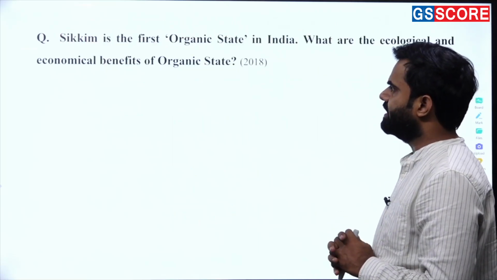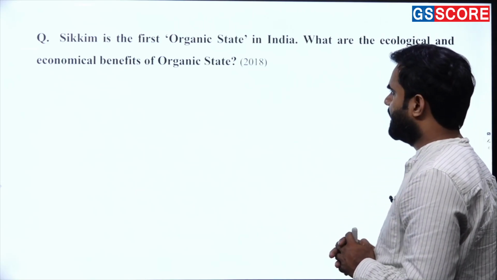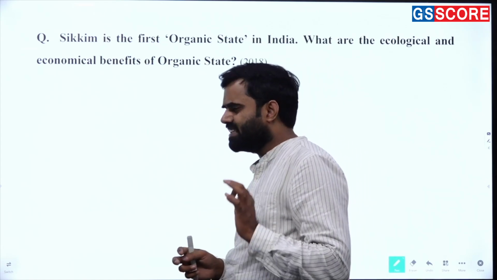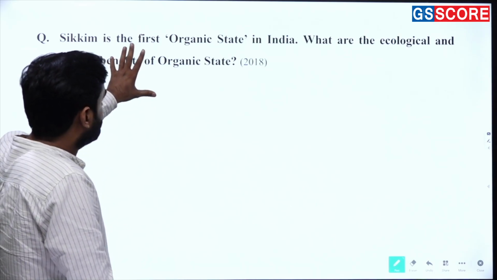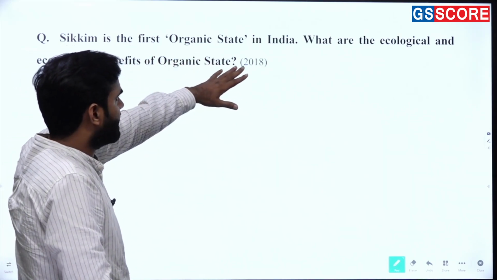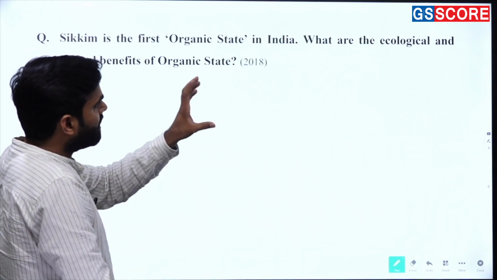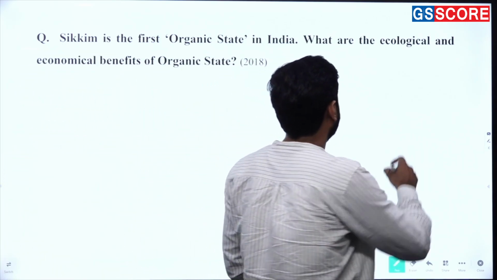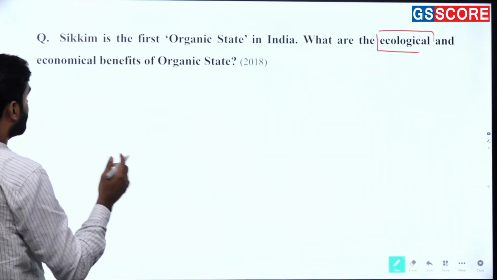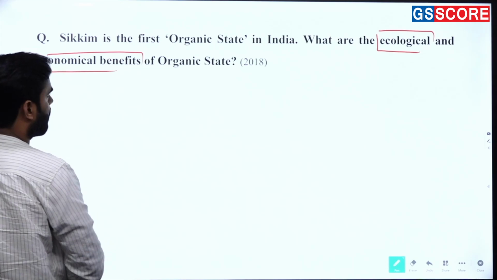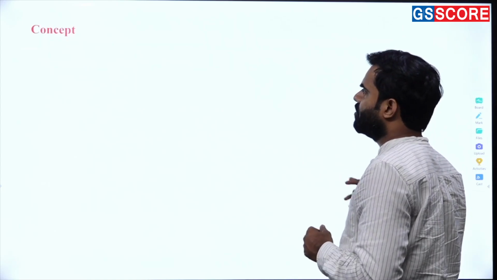This is the question from 2018. Sikkim is the first organic state in India. What are the ecological and economic benefits of an organic state? This is a very simple question. The first part of the question says Sikkim is the first organic state in India. There is no doubt, this is factual information. And the second part asks: what are the ecological and economic benefits? So simply, UPSC is asking you to provide some ecological and economic benefits of organic farming, organic state. Here we will understand the question through different concepts.